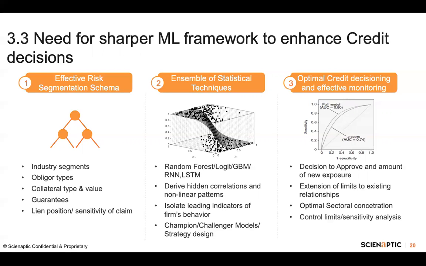The second then is, once we have the segmentation schema established, there is a need to understand the non-linear pattern of interactions between the key credit risk attributes. And there are plenty of them which are coming in vogue, starting from random forest to GBM and to more advanced recurrent neural network or long short-term memories. Very powerful for understanding the hidden correlations and nonlinear patterns and differentiating what a good versus a bad could be.